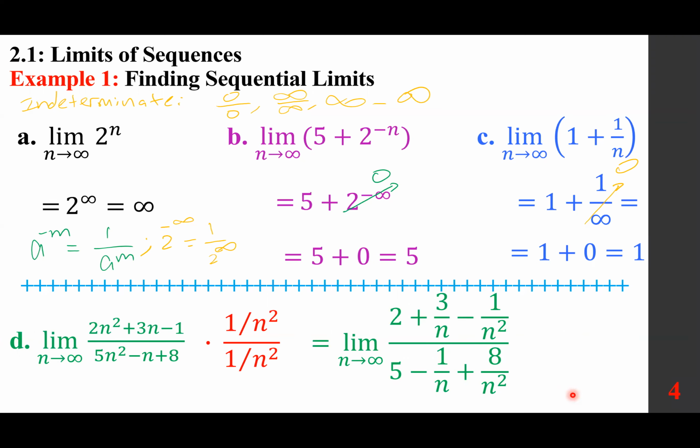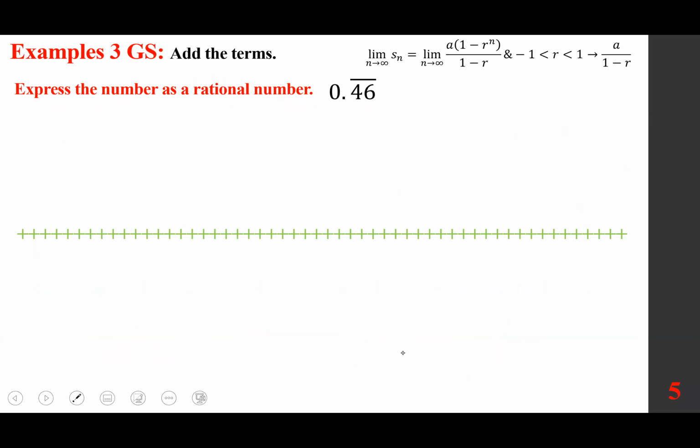Okay. And so what happens next? As you can see, everything goes to 0 with the exception of 2 and 5. So the answer becomes 2 over 5. And we are done. Okay, everyone? All right. We've seen this question. I'm not going to spend too much time on that.